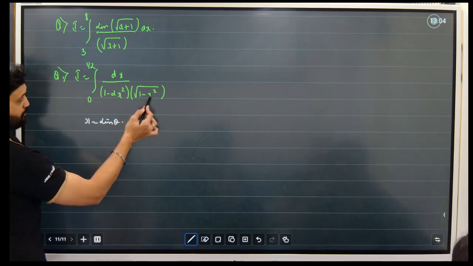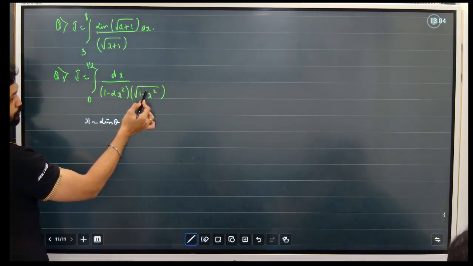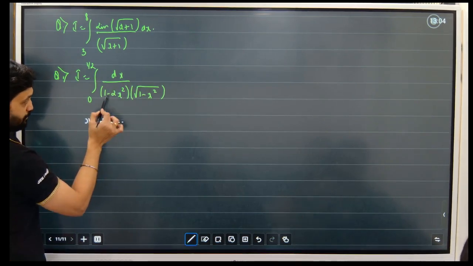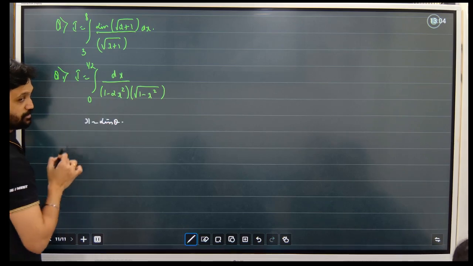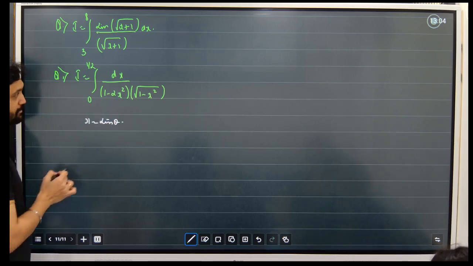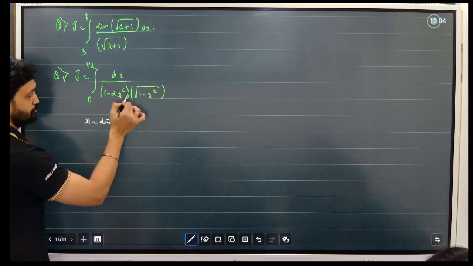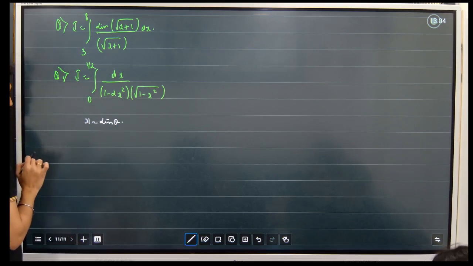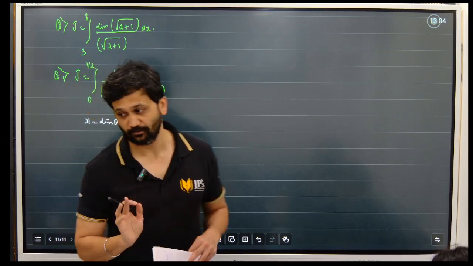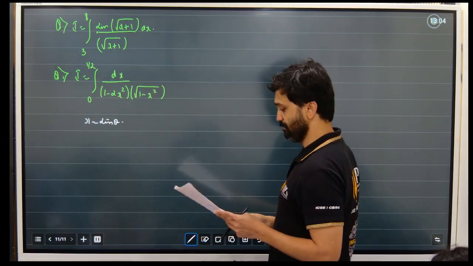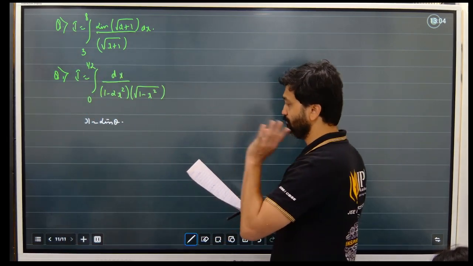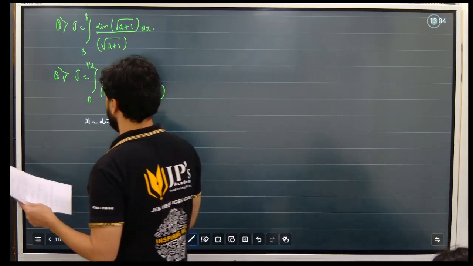1 minus sine square theta will become cos square theta. Root of cos square theta is cos theta. 1 minus 2 sine square theta is cos 2 theta. And you will get 1 upon cos 2 theta sin theta. Did you understand this? After that, how will you solve it, you will do that at home. I'm giving you a hint, the biggest hint. Okay, you will solve this.